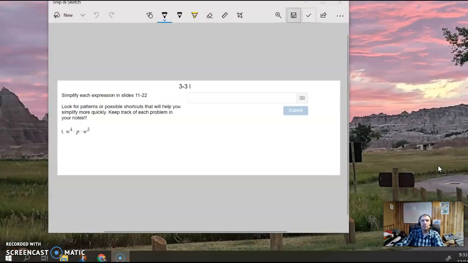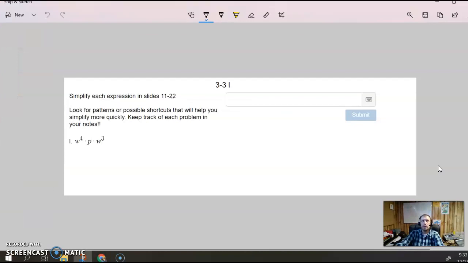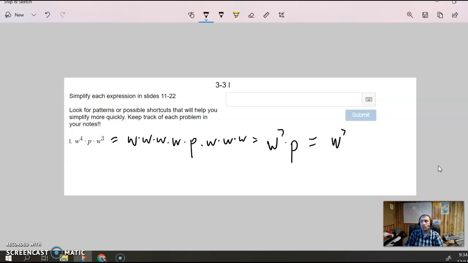So we're just going to do slide 22 here quickly. What you can see here is we have w to the 4th, p, and w to the 3rd. The thing you have to remember here is you can't combine variables that are not the same. And so we end up with w 4 times, p once, w 3 times. So when we squish them back together, we get w to the 7th times p. We write that as w7p.